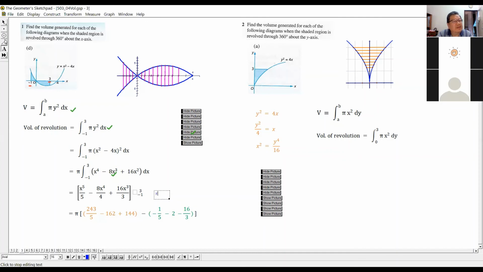So this pi, you can put in front or you can put at the back. I missed it out earlier, so I put it at the back, never mind. The pi is for the whole thing. You substitute 3 inside, you get this orange bracket. Then you substitute the negative 1 inside this function, you get the green bracket. So you use the first orange bracket minus the green bracket.